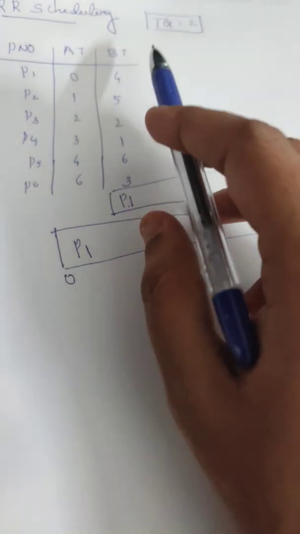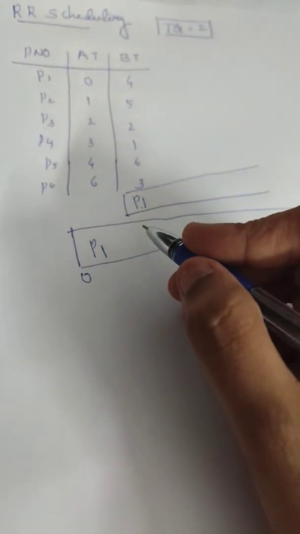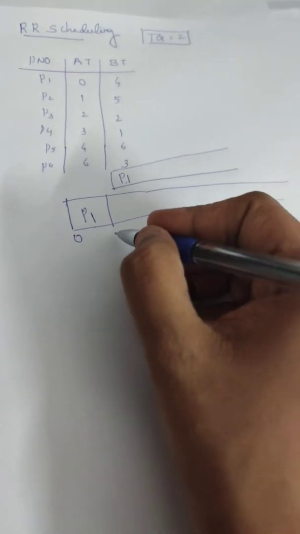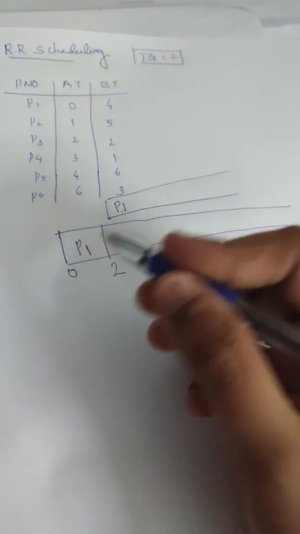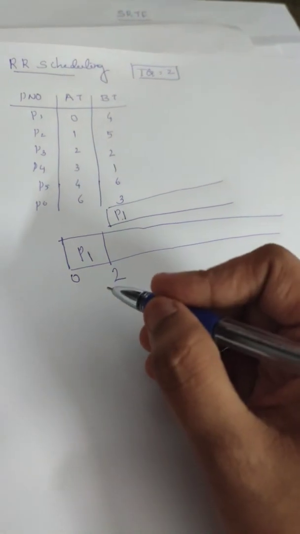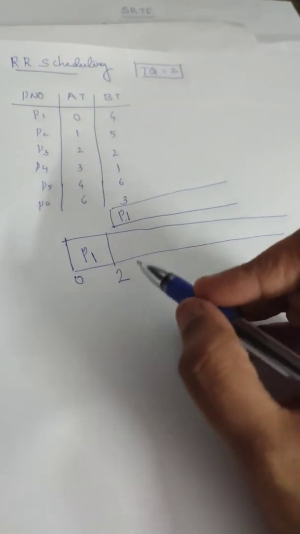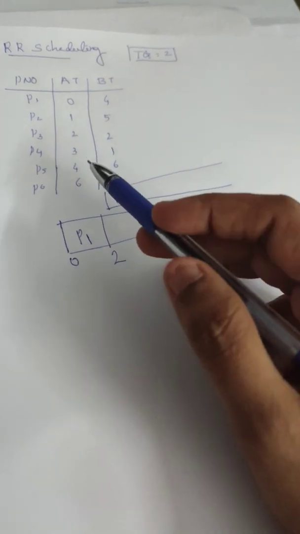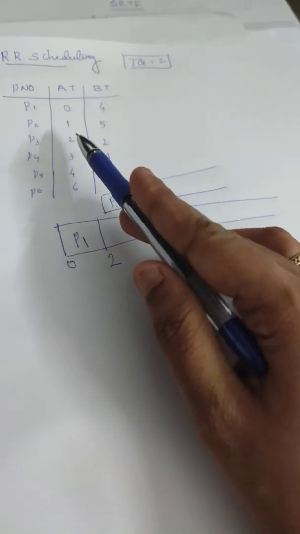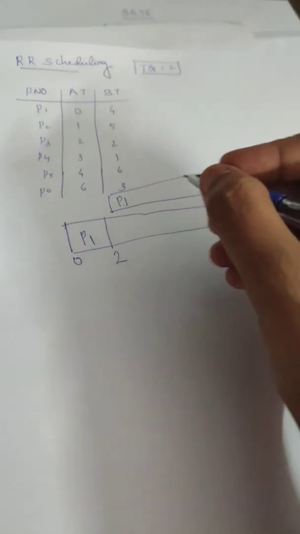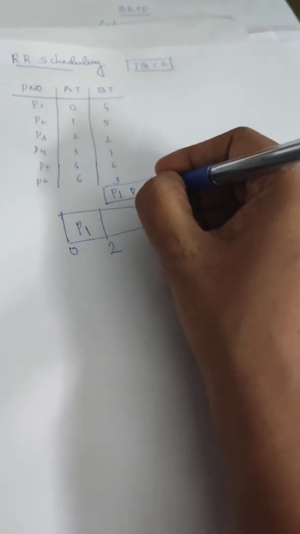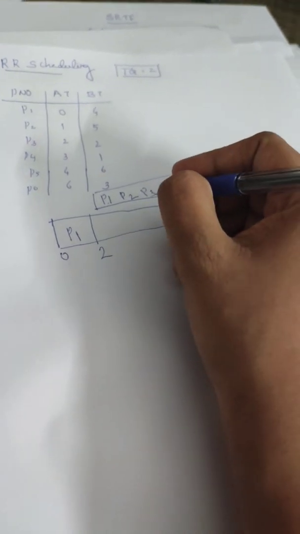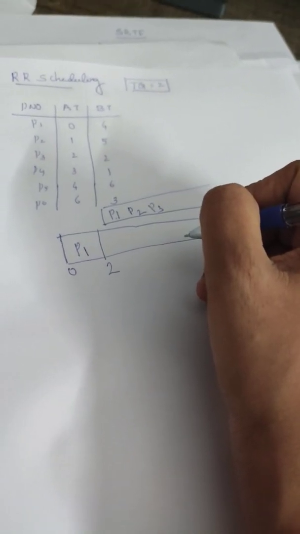The time quantum allotted is 2 milliseconds, so process P1 executes only 2 milliseconds. After that, P1 should come out. During this time interval 0 to 2, you check what other processes get inside the ready queue. At arrival time 1, process P2 gets inside the ready queue. Then at arrival time 2, process P3 gets inside the ready queue. So only 2 processes are there in the ready queue.